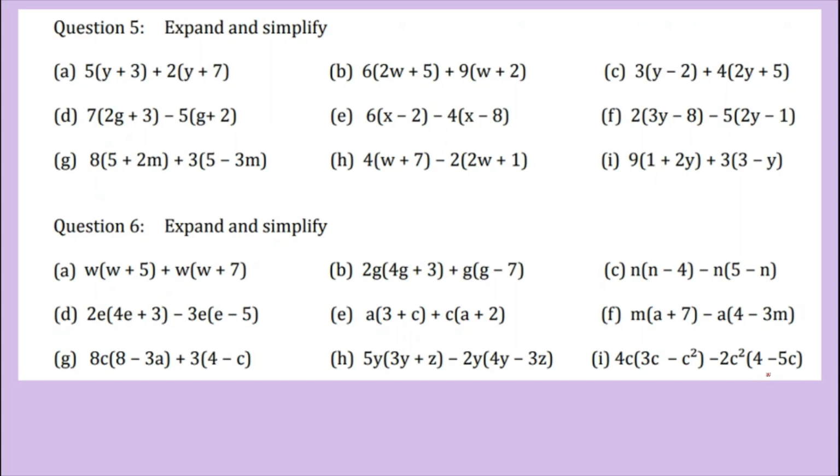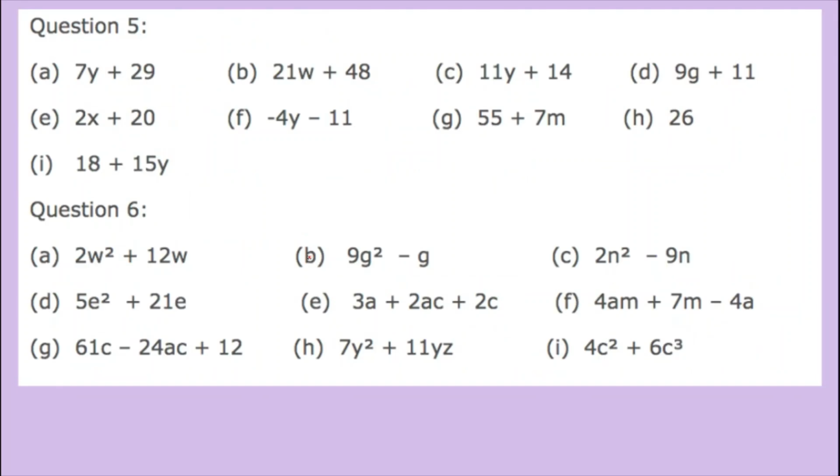Okay, on the board is a collection of various ones, starting with just positives here. I'm moving into a mixture of positive and negatives throughout question 5. Question 6 has letters on the outside as well as numbers. So pause it, do whichever questions are appropriate for you, and then unpause it for the answers. Okay, all of the answers are currently on screen. Double check your work, make sure you're happy before moving on.